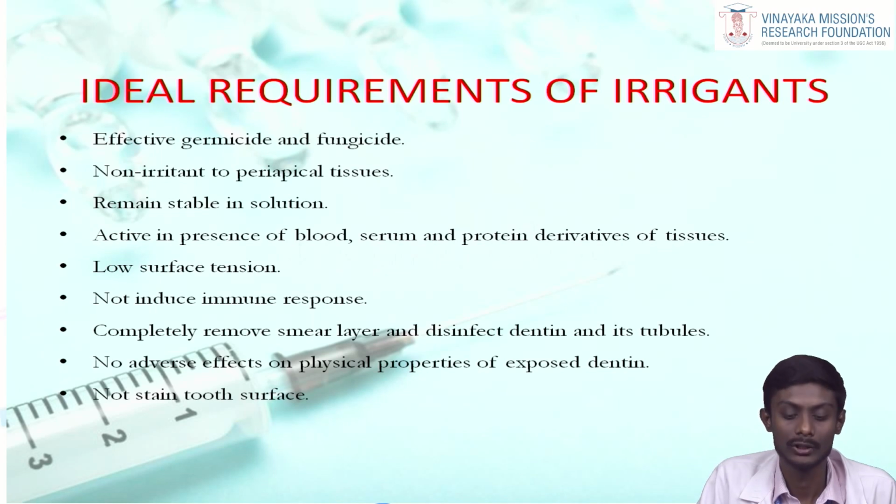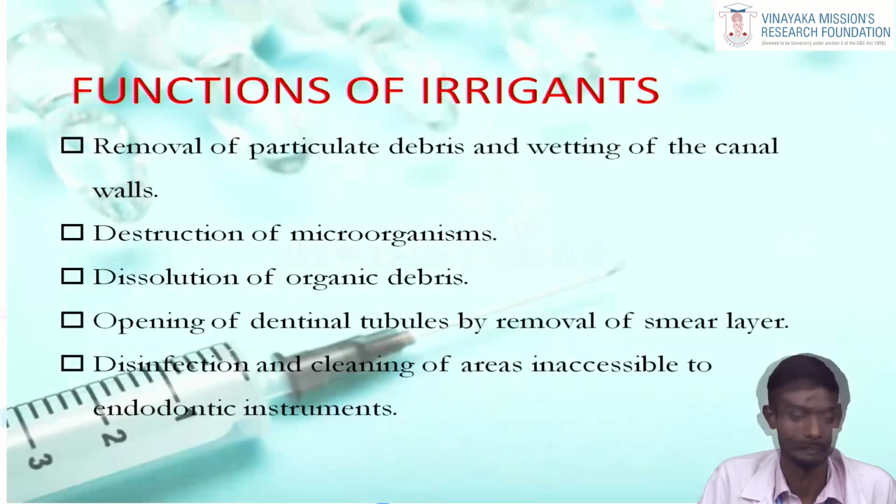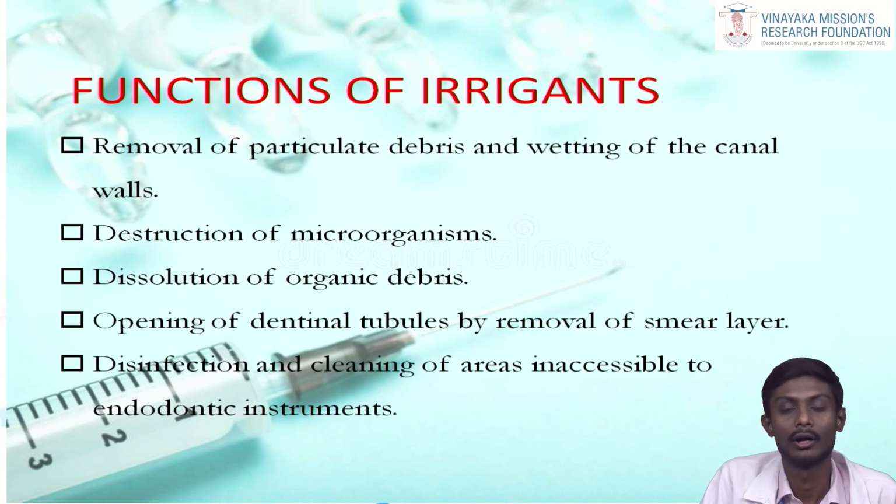It should completely remove the smear layer and disinfect the dentin and its dentinal tubules. There should be no adverse effects on the physical properties of the exposed dentin. And the final ideal requirement is that it should not stain the tooth structure. Coming to the functions of irrigants, the main function is the removal of particulate debris and wetting of the canal walls. Complete wetting and low surface tension are the two main properties that allow an irrigant solution to enter completely into complex anatomical regions such as lateral canals and accessory canals.